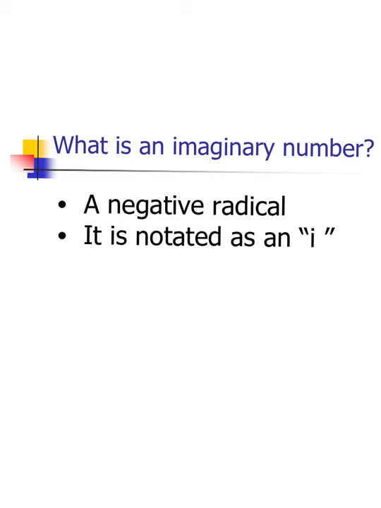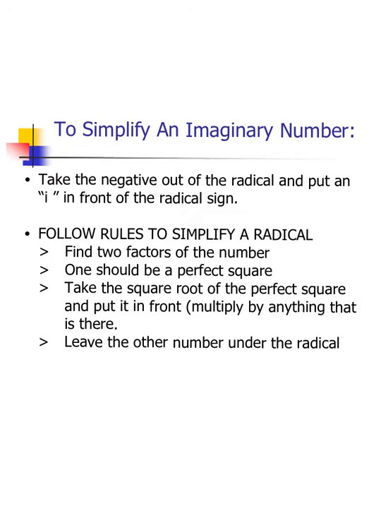So the first thing we need to know is, what is an imaginary number? Basically, an imaginary number is a negative radical and it is notated as an i. Usually it's a script i. So to simplify an imaginary number, the first thing that we're going to do is take the negative out of the radical sign and put an i in front of the radical sign. Then we're going to go back to following the rules to simplify a radical.